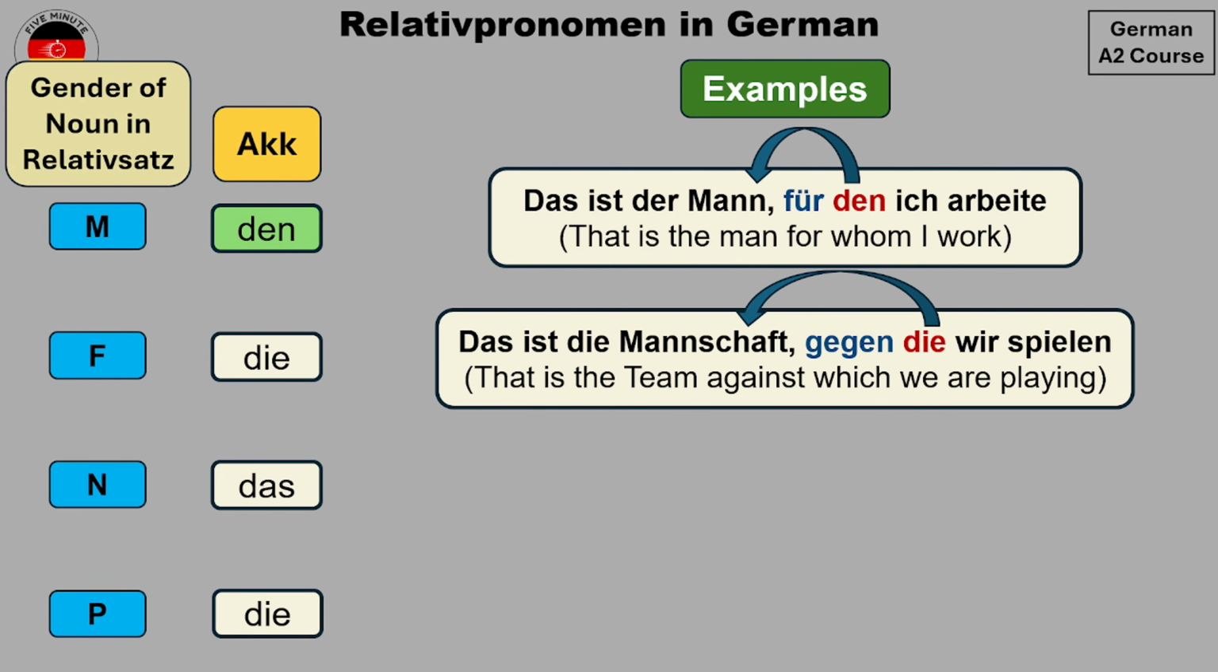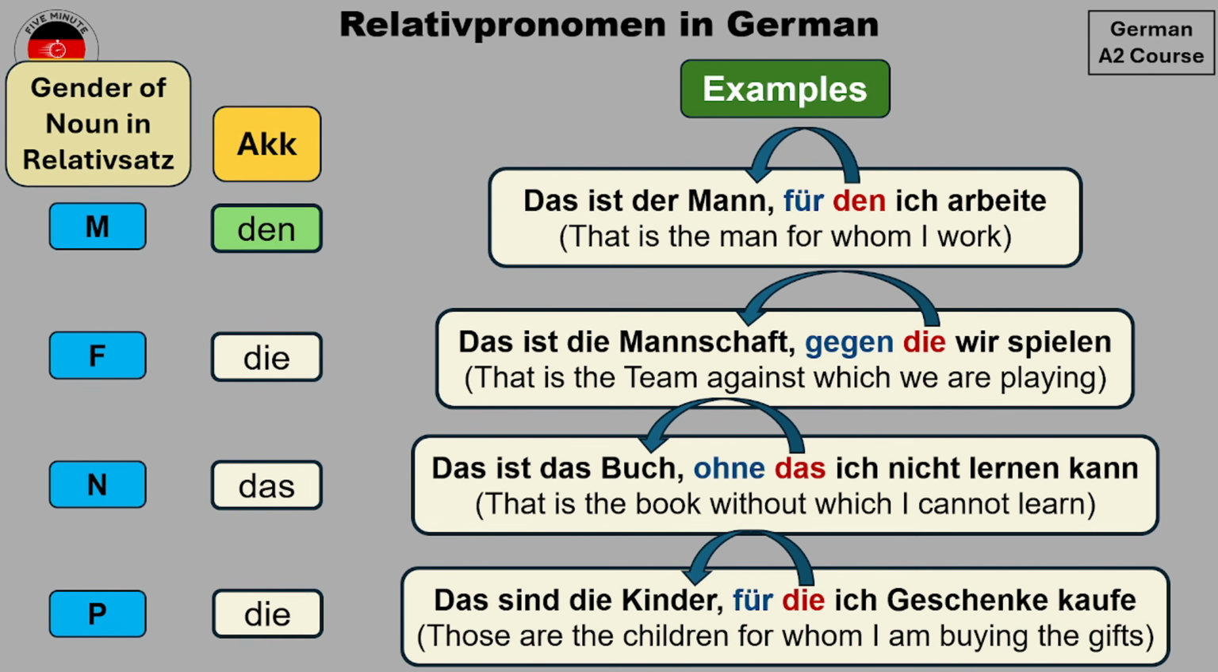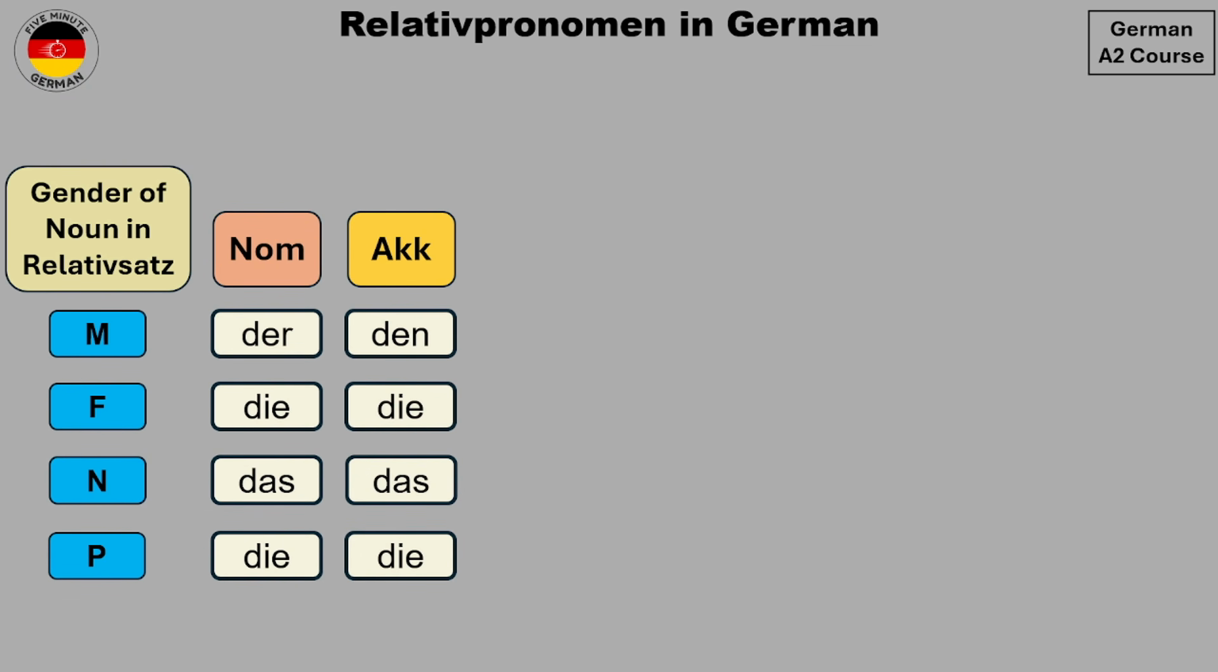An example for the neutral case will be, das ist das Buch, ohne das ich nicht lernen kann. That is the book without which I cannot learn. So again you see that the preposition comes first and then we have the relative pronoun. And an example for the plural case will be, das sind die Kinder, für die ich Geschenke kaufe. Those are the children for whom I am buying the gifts. So you see that since we have für, which is an accusative preposition, that's why we have used the relative pronoun die to refer to the Kinder. So this is how you will use the relative pronouns in accusative.